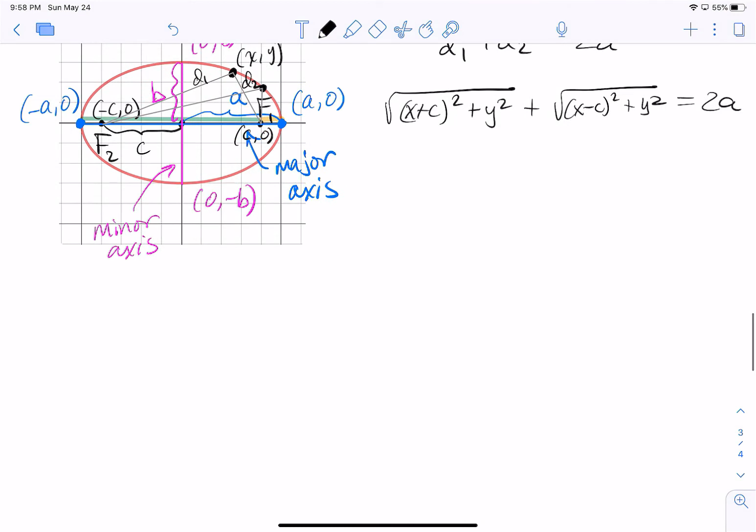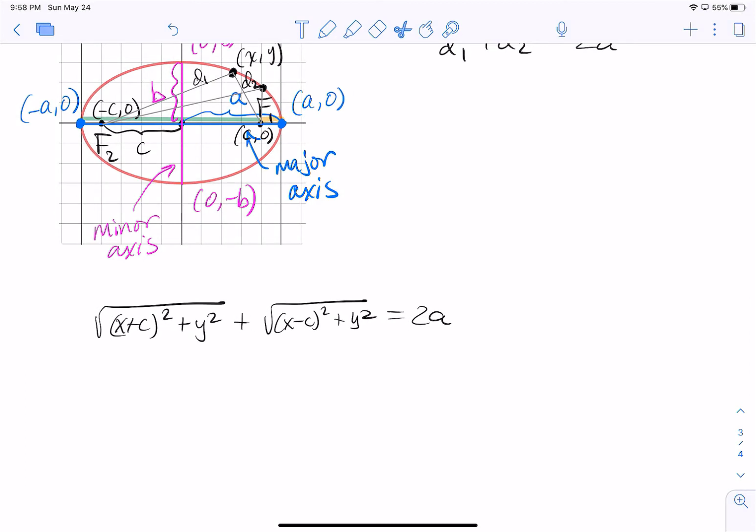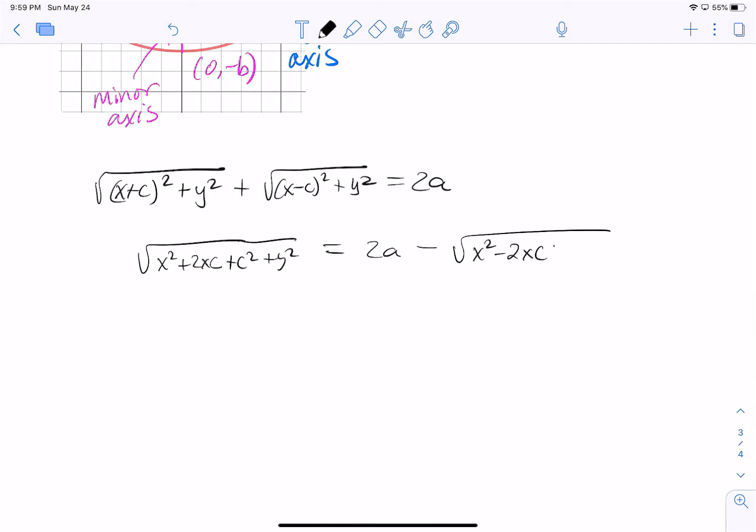Now I think I need a little more room for the next step I'm going to take. What we're going to do, folks, is we're going to isolate a radical and then square both sides. I know, this is going to get juicy. So isolating a radical is going to look like, I'm also going to expand inside of the square root: the square root of x squared plus 2xc plus c squared plus y squared is equal to 2a minus the square root of x squared minus 2xc plus c squared plus y squared.